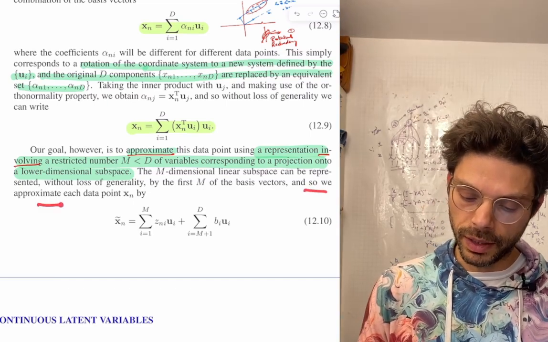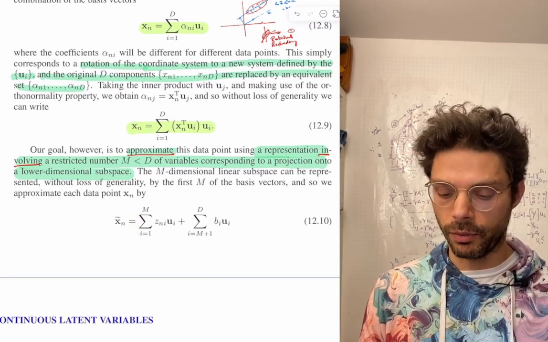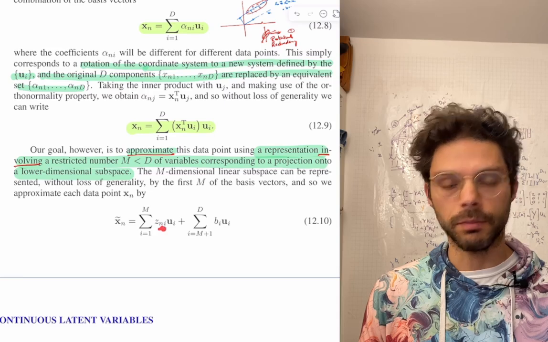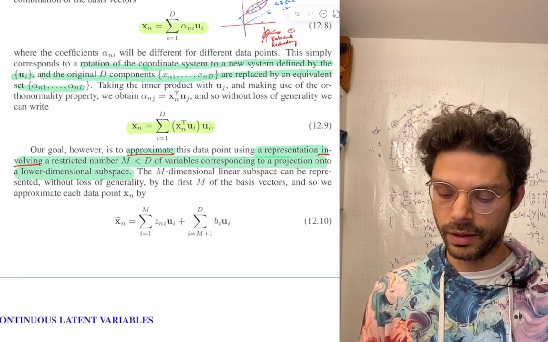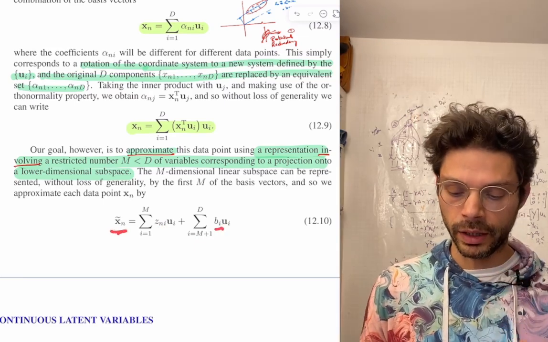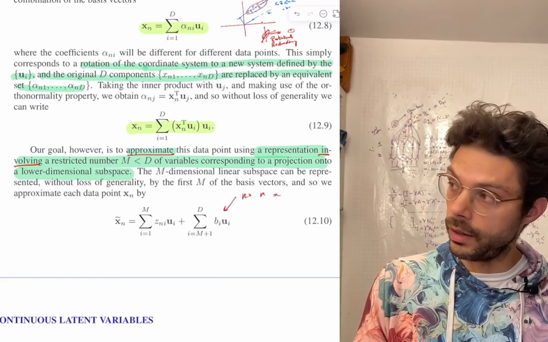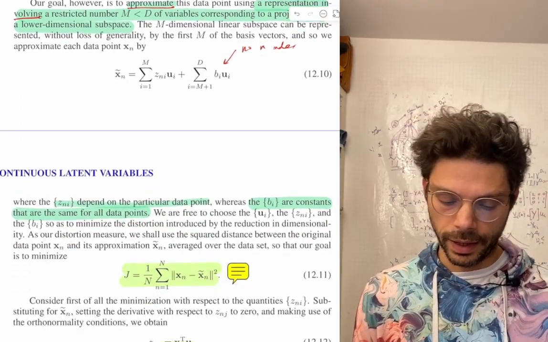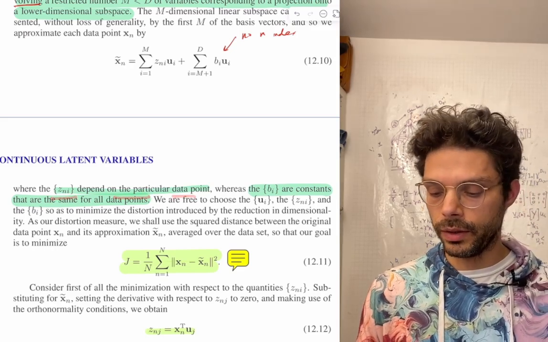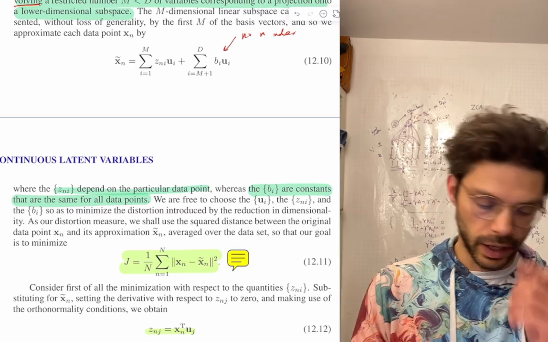And so we approximate each data point by this sum. That's the bit that's unique to the data point, with some coefficients. And notice the n index, so that's going to be potentially different for each data point. Plus this a constant offset that's the same for all the data points, so there's no n index. Where the z_ni depend on the particular data point, whereas the b_i are constants that are the same for all data points. Okay.